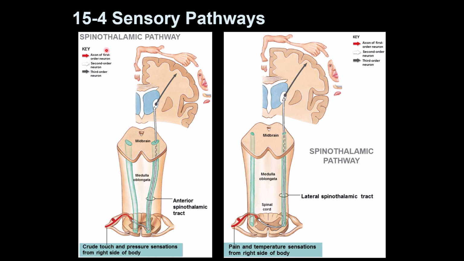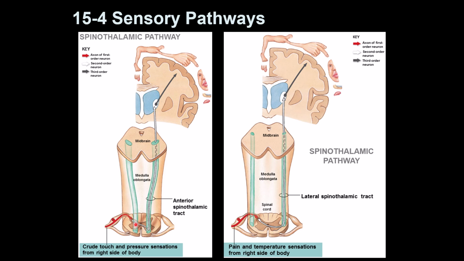One of them is called the spinothalamic pathway. In the spinothalamic pathway, there are 2 different types, depending on how the fibers move from one area to another. One is called the anterior spinothalamic tract. It means that it's located in the anterior white column. The function is crude touch and pressure. Crude touch and pressure. So this is the first order neuron, in the dorsal root ganglion. It enters through the dorsal horn, and it synapses in the dorsal horn.